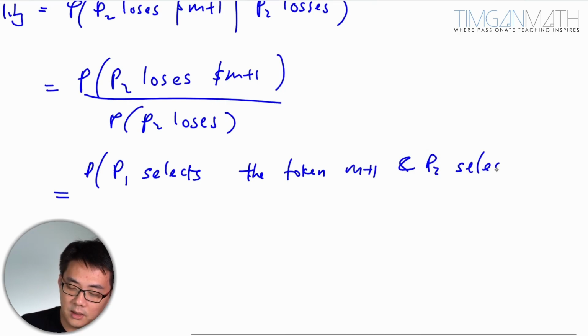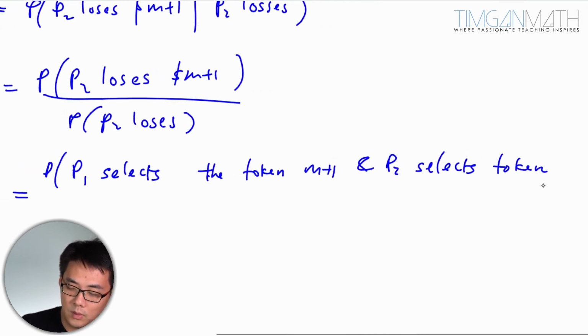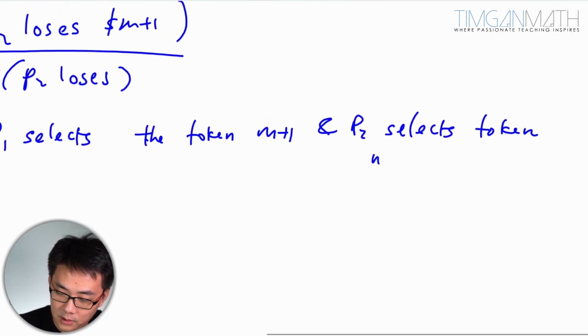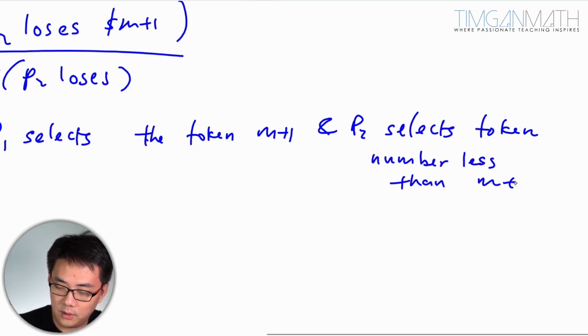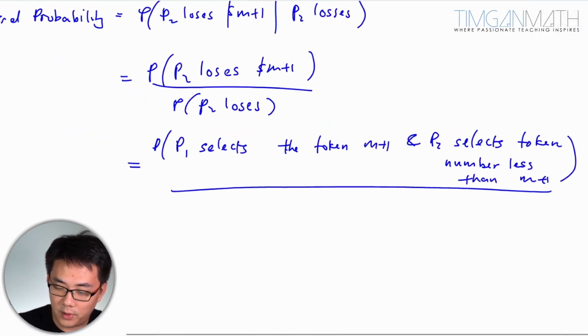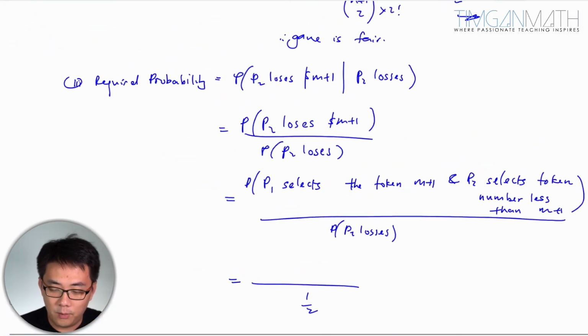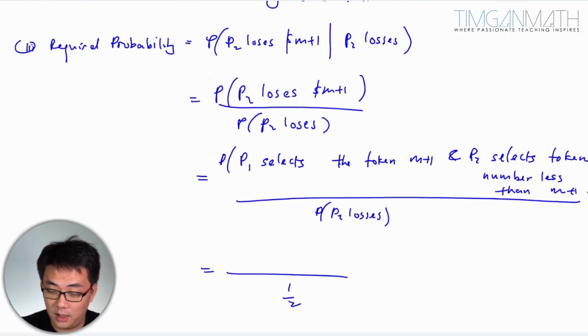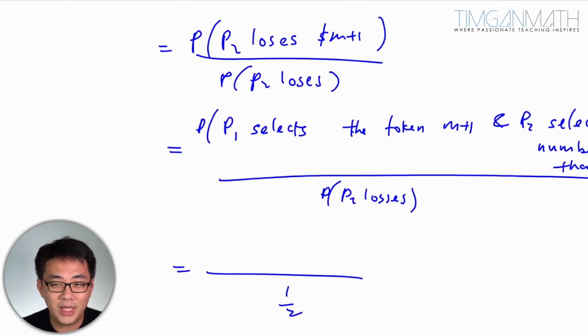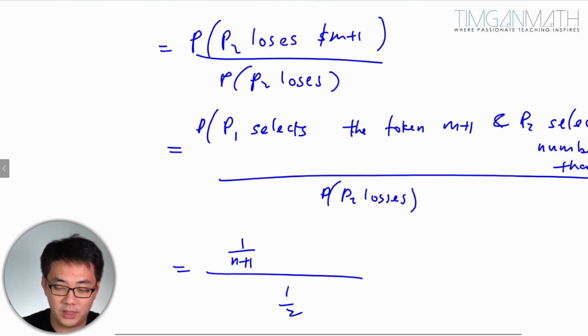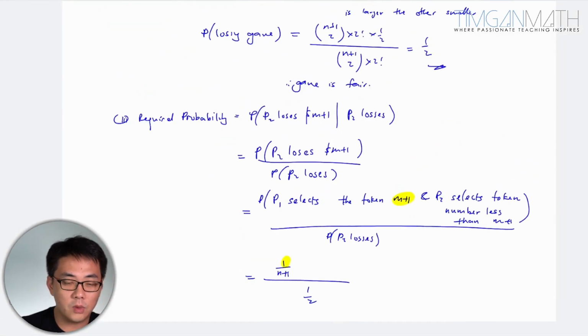and P2 selects a token with a number less than m plus 1. This is important. I think the one below is quite okay, because P2 loses, we know it's a fair game, so in this case it will just be half. Now if P1 selects the token m plus 1, there's only one token which is m plus 1 out of all the tokens.